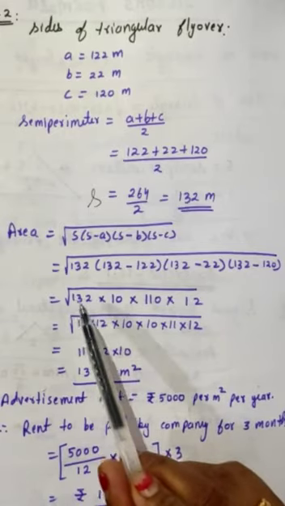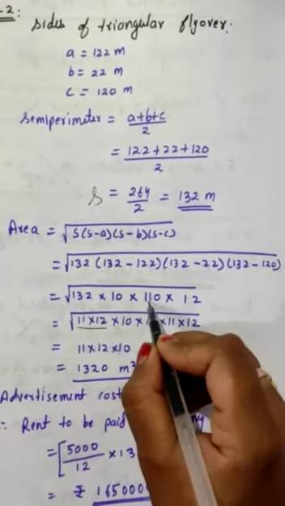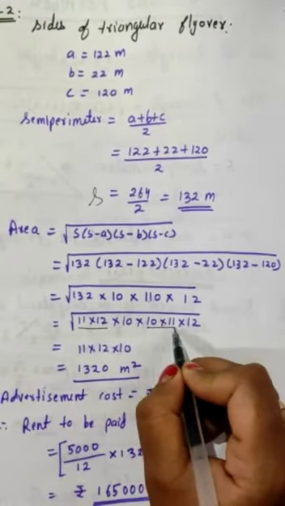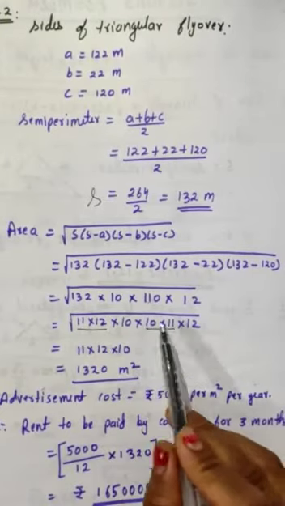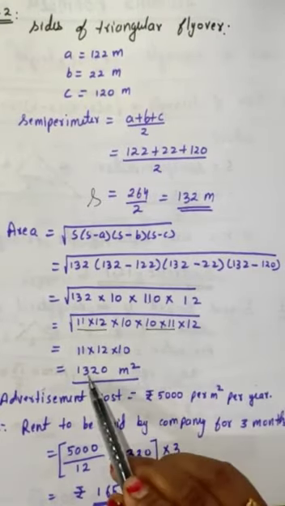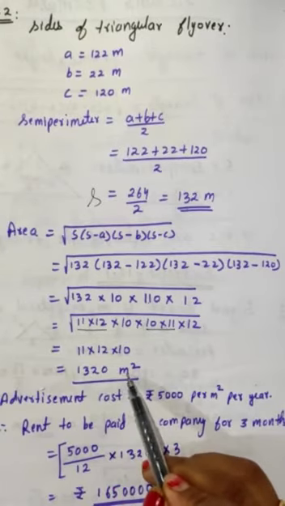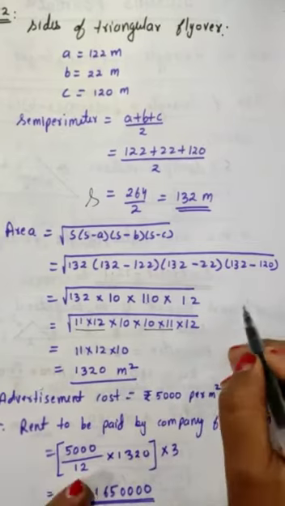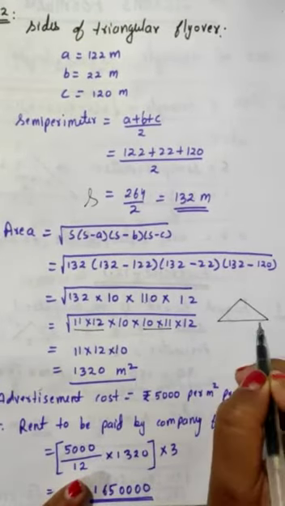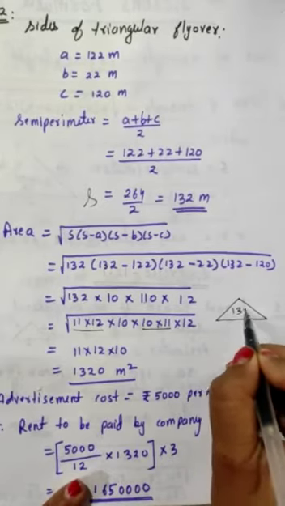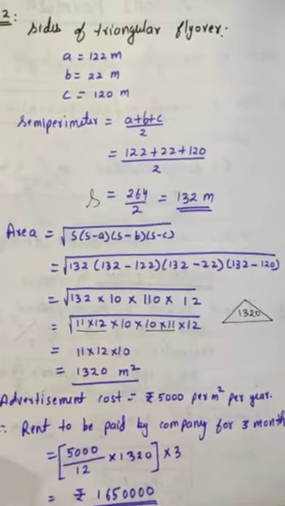For example, 132 will become 11 into 12 and 110 will become 10 into 11. And now you can just see 10 is coming 2 times, 11 is coming 2 times, 12 is coming 2 times. So the answer for the area is 1320 meter square. So the triangular flyover which was in the form of a triangle, the area of that triangular flyover is 1320 meter square.